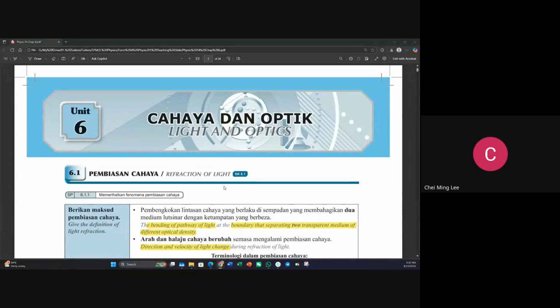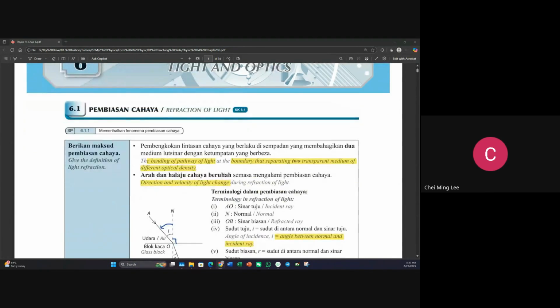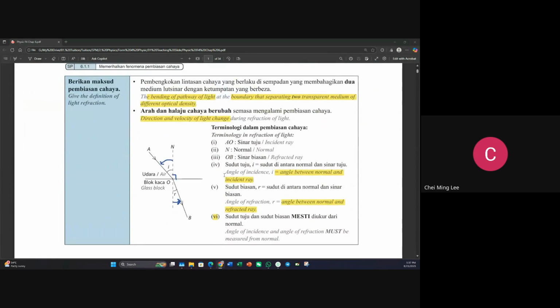Let's see optics, light and optics. Okay, this chapter is one of the hot ones in SPM, somehow, and structure. So let's see light refraction. It's the bending of the pathway of light at a boundary that's separating two transparent media of different optical density.